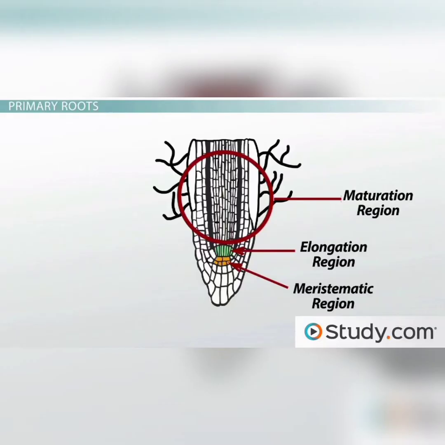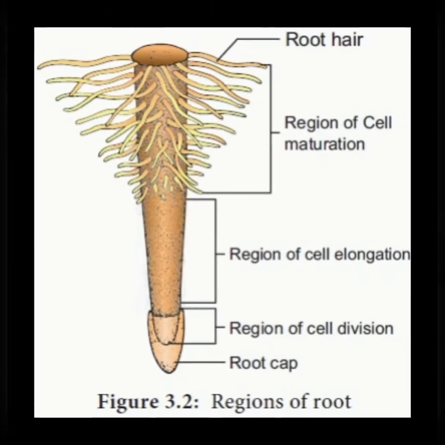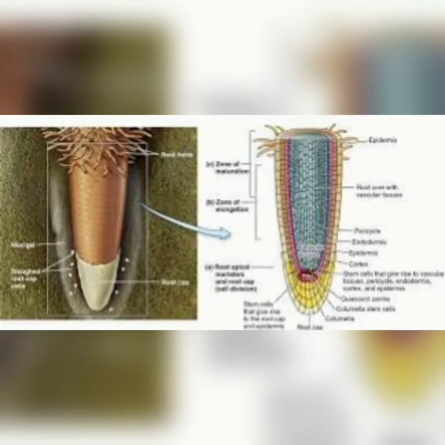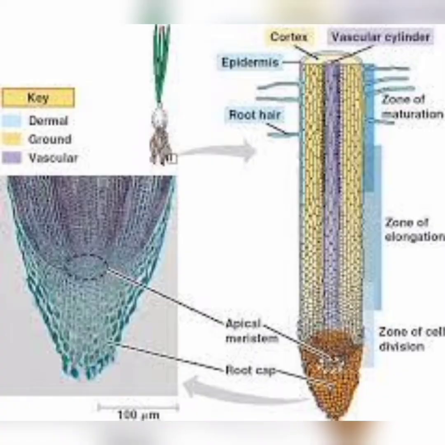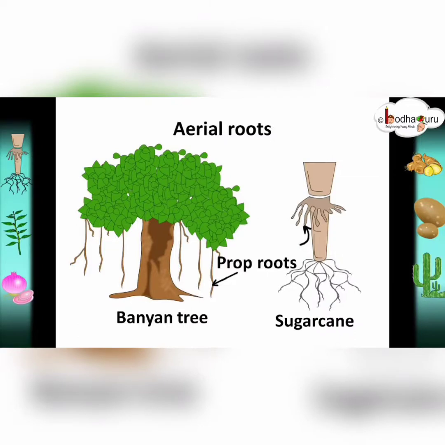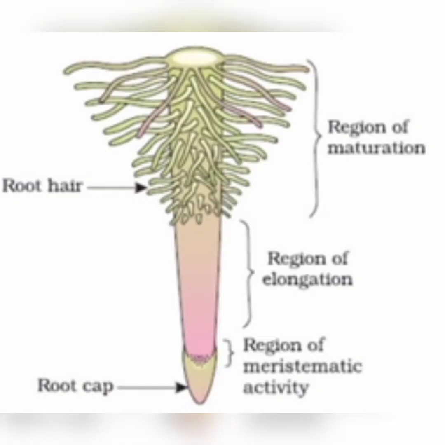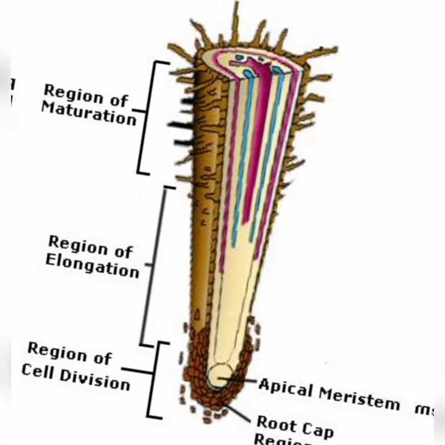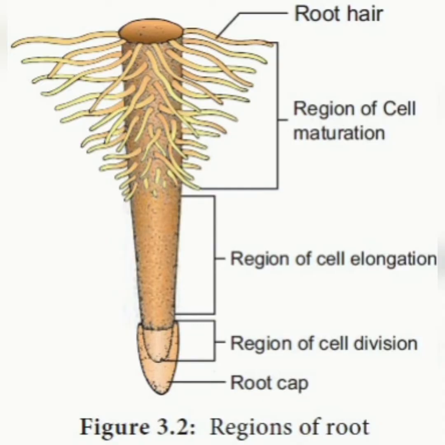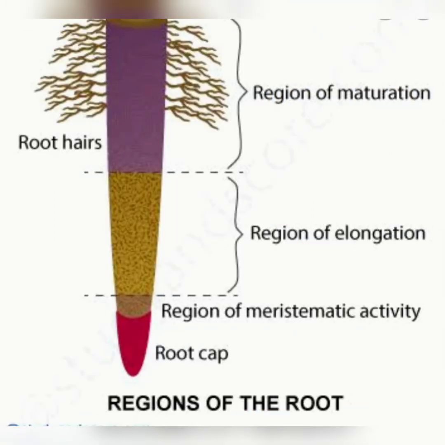A few millimeters above the root cap is the region of meristematic activity, and the cells of that region are very small, thin-walled, and with dense protoplasm. The cells of the region above it undergo rapid elongation and enlargement, which is responsible for the growth of the root in length. This region is known as the region of elongation. The cells of the elongation zone gradually undergo differentiation and maturation. That region, situated close to the region of elongation, is known as the region of maturation.